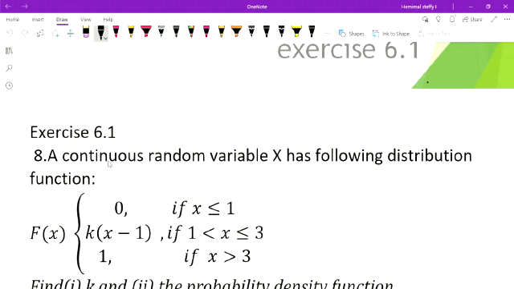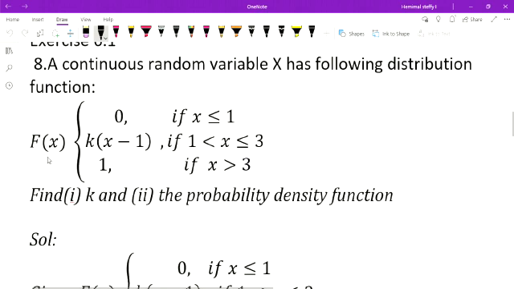Do you know what the meaning of a continuous random variable is? It can take any value, with any chances, of that random variable. This is called a continuous random variable. X means the random variable. X has the following distribution function. They have given F of x, the three functions, and the limits also. They want us to find k, which is a constant value, and the probability density function.